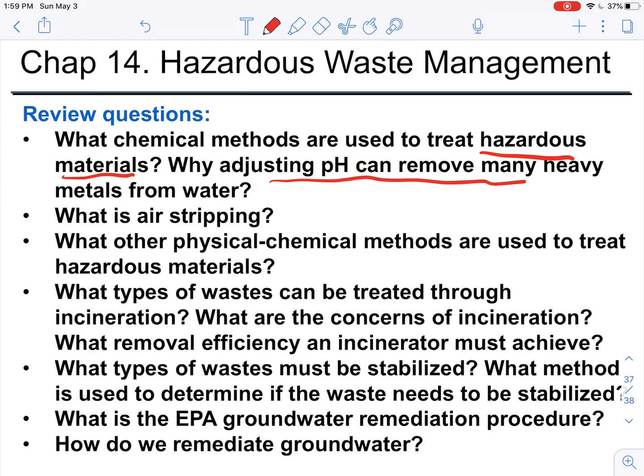So why can adjusting pH remove many of the heavy metals? Because the higher the pH, some of the heavy metals can precipitate in the water, right?